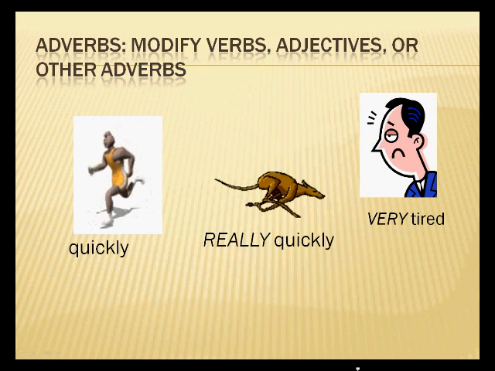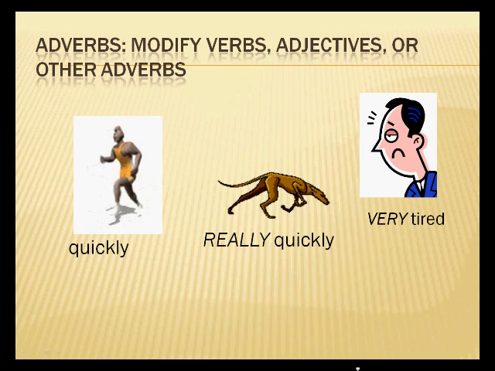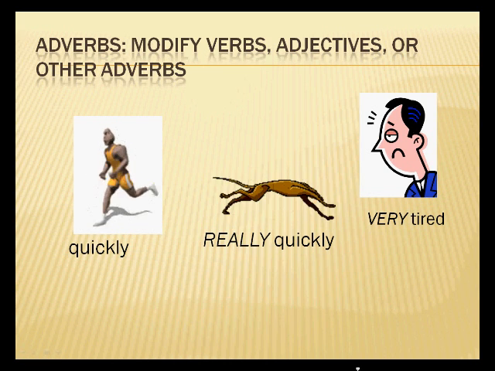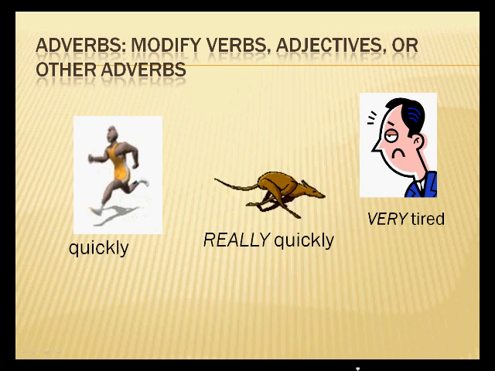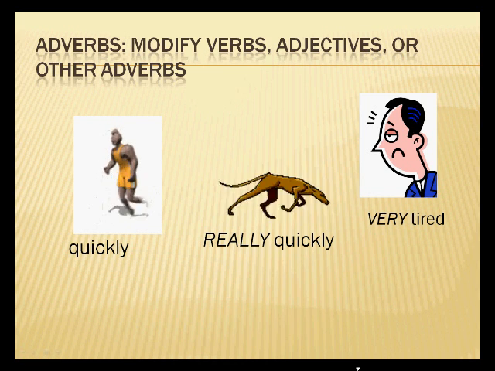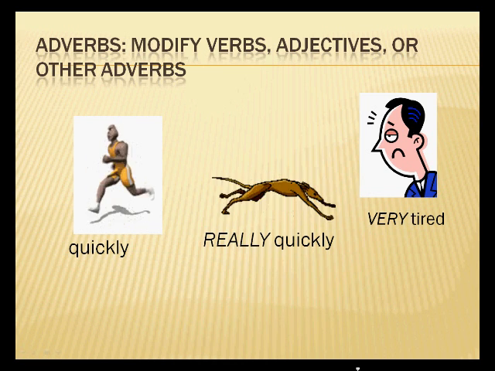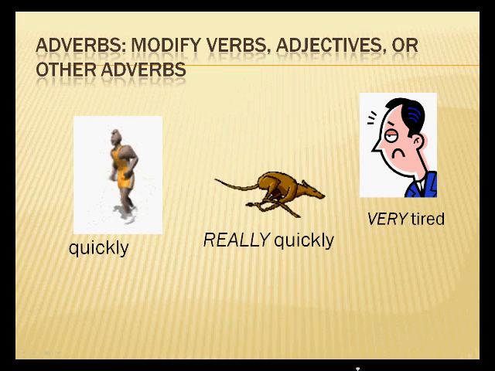For example, adverbs such as quickly, really quickly, or even very, as in describing very tired. All of these examples would be considered adverbs. So for example, if I say the man runs quickly, quickly is an adverb, describing how he runs.